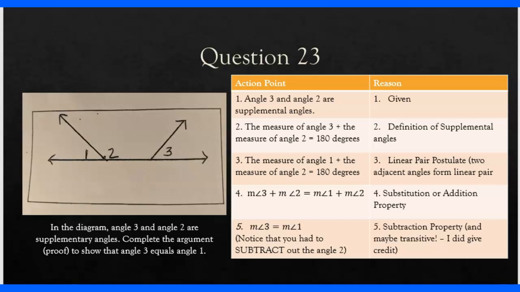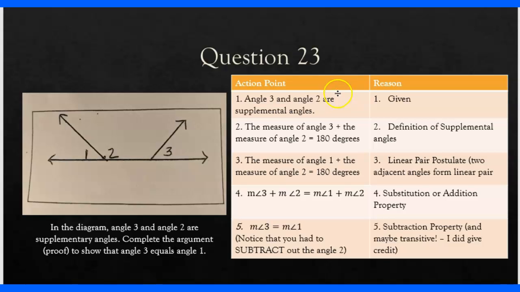All right. Then the more complicated pieces we have on page, and this is where things really began to fall apart for folks. So I'm going to try to explain this as we go. So in the diagram, angle 3 right here and angle 2 are supplementary angles. Now we don't know anything about this angle that sits next to angle 3. We don't know a thing. But we do know that this and this are supplementary angles. We had to complete the argument to show that angle 3 equals angle 1.